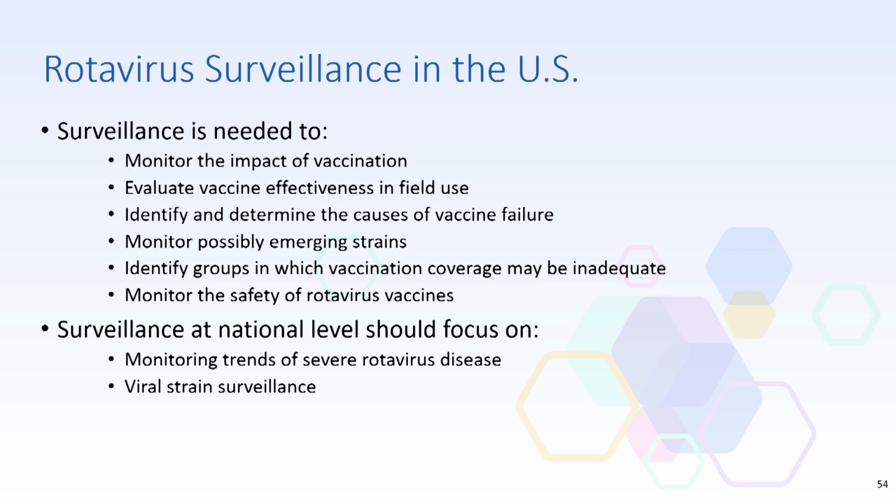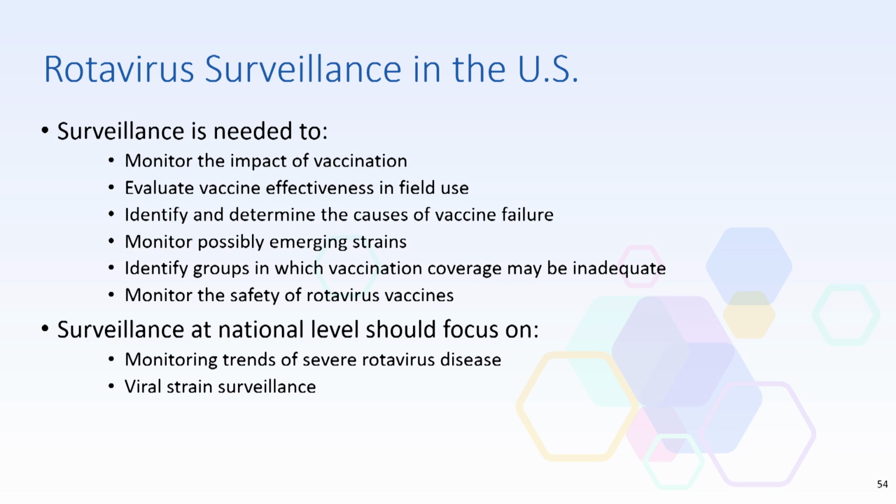Following the introduction of rotavirus vaccines into the U.S. childhood immunization program, surveillance data have been used and will continue to be needed to document the following. Monitor the impact of vaccination in reducing the morbidity and mortality from rotavirus disease. Evaluate vaccine effectiveness in field use over time. Determine the causes of possible vaccine failure. Monitor possible emerging rotavirus strains. Identify population groups that might not be adequately covered by vaccination, and continue to monitor the safety of rotavirus vaccines.